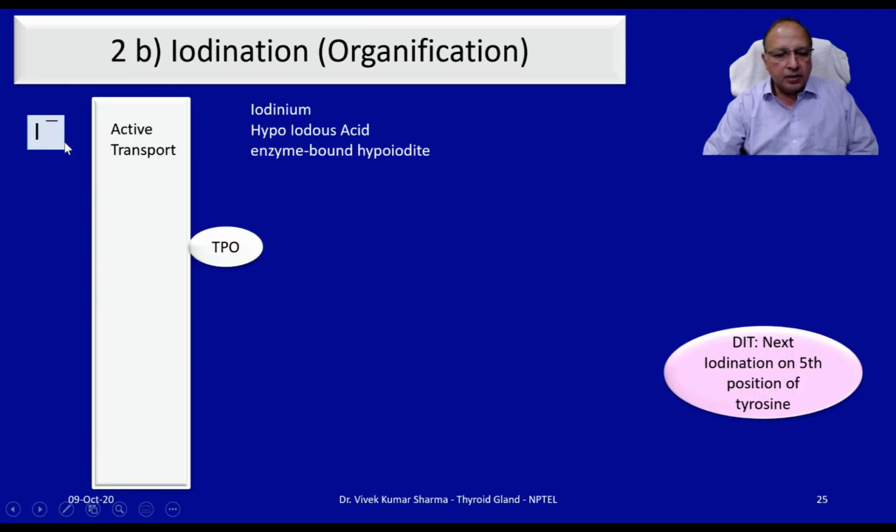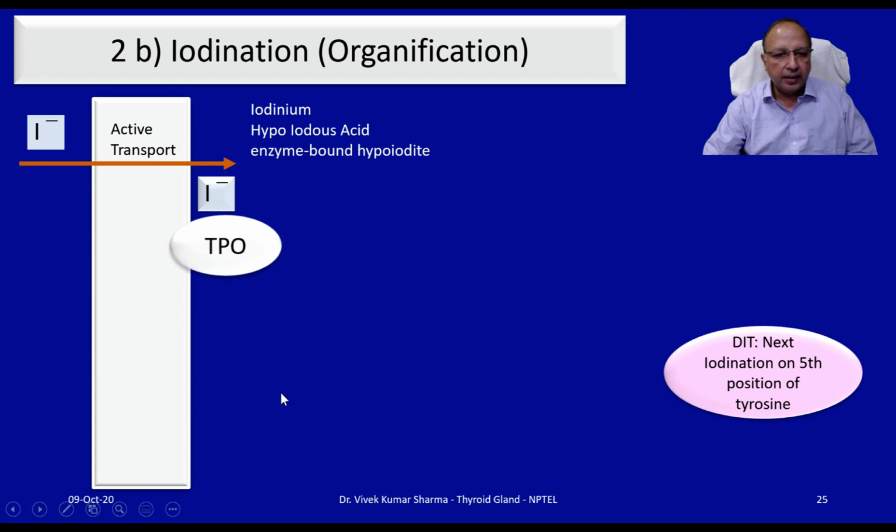So iodide comes, active transport occurs through the cell, and then from the cells it comes into the colloid. In the colloid, on the apical surface, is the enzyme TPO or thyroid peroxidase that oxidizes this iodide and converts it into iodinium or hypoiodous acid or the enzyme bound hypoiodite. And these compounds are what are produced here now.